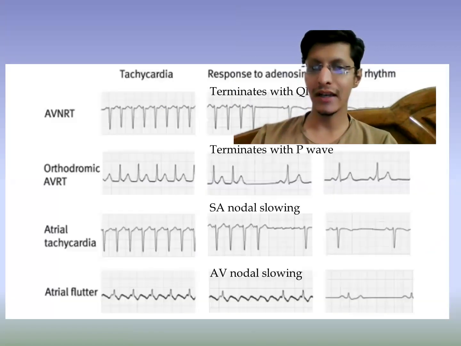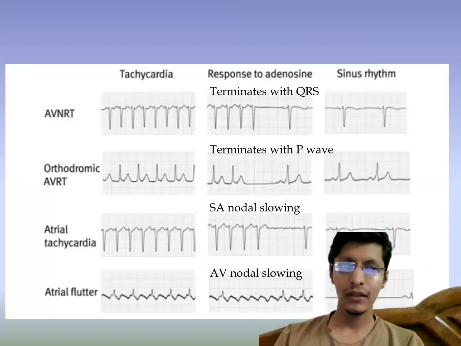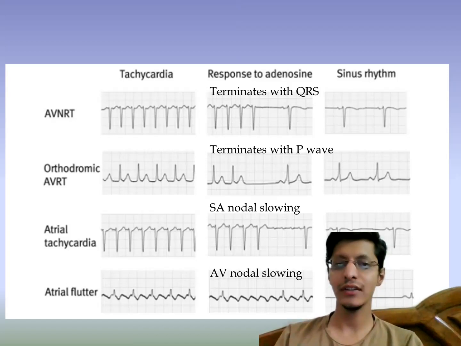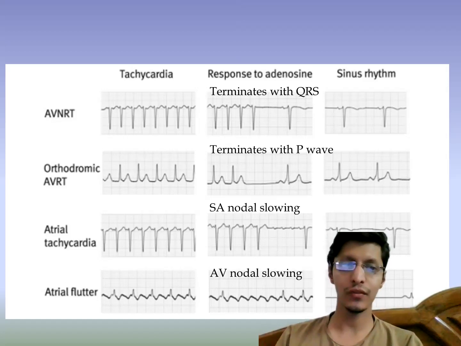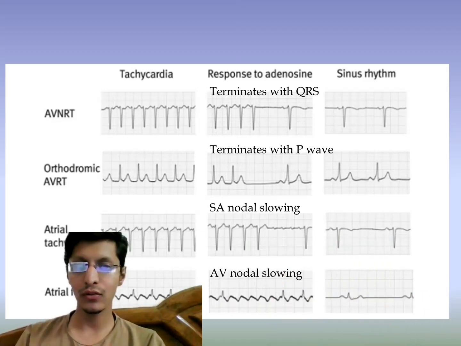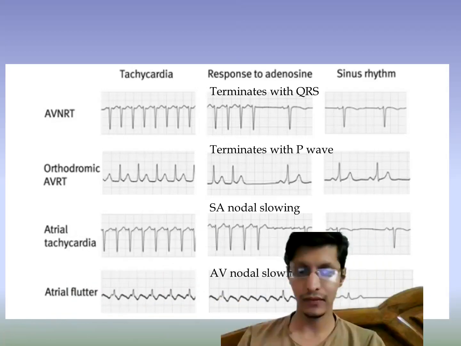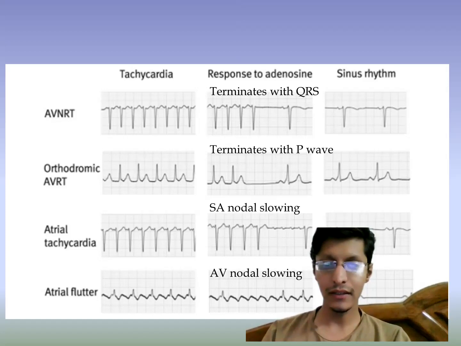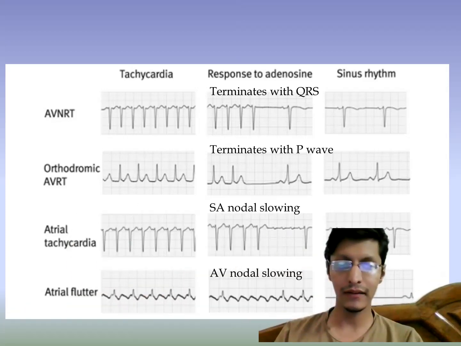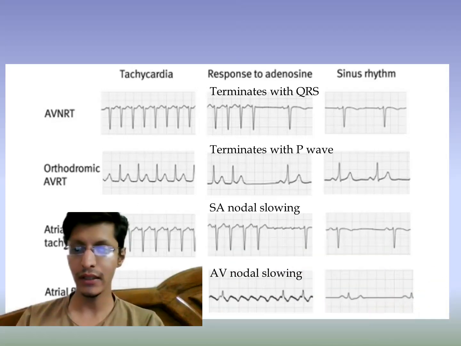So this diagram tries to clear it out. If it was an AVNRT tachycardia and we gave adenosine to the patient, it terminated with a QRS and a sinus rhythm was obtained. In the second case, there was an atrial tachycardia, and there was SA nodal slowing, and now you can see a P wave. Third, there's an atrial flutter, and there's AV nodal slowing, and now you can unmask the P wave.